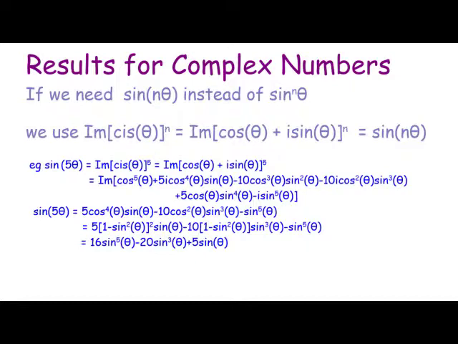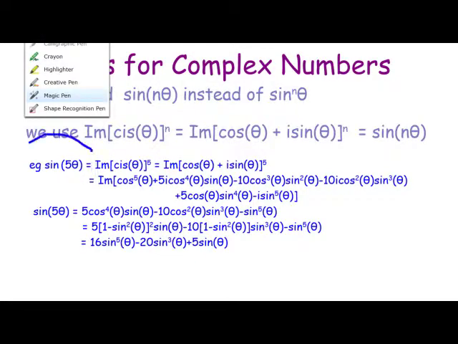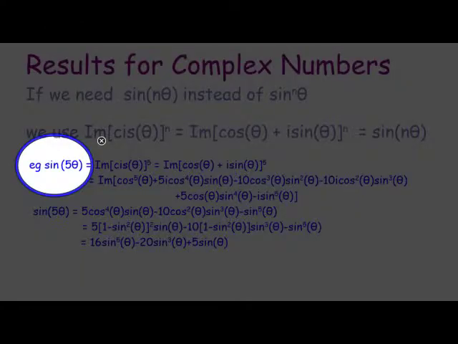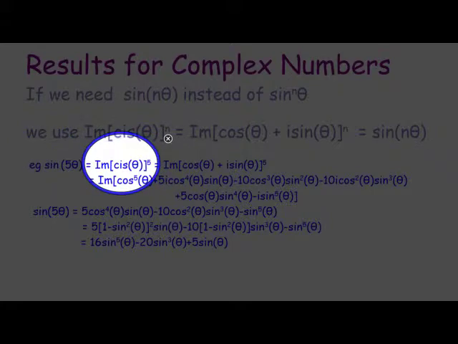And you can see here I've done an example for sine 5 theta, and you can see here that in fact it's the imaginary part of cis theta to the power 5, which is cos theta plus i sine theta to the power 5. We need to expand this out. I'm just going to try and see how this magic pen works. Here we go. Yes. Now, what are we going to do? Well, if we have a quick look, we take the imaginary part of cis theta to the power 5.